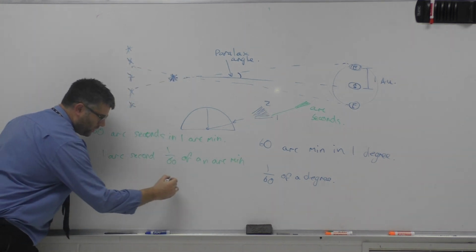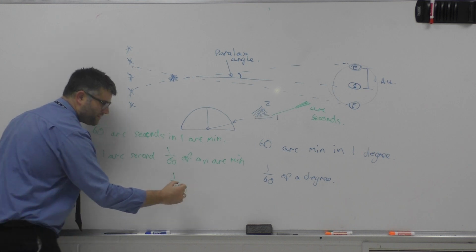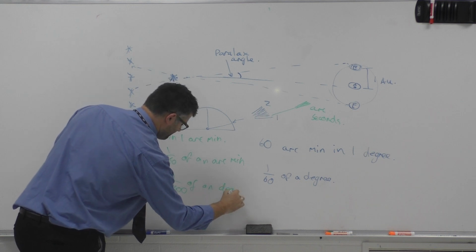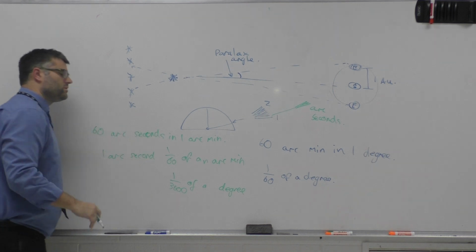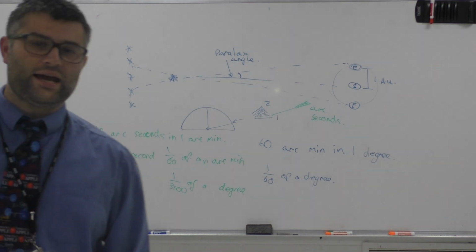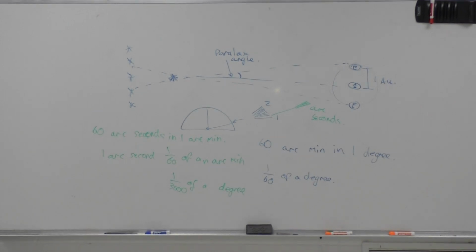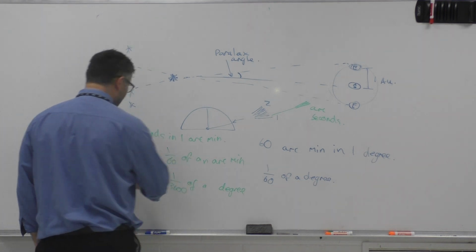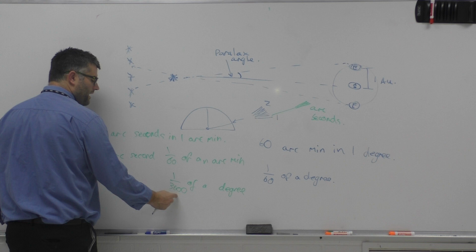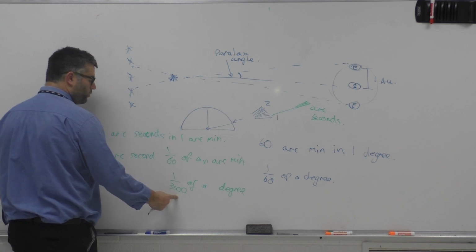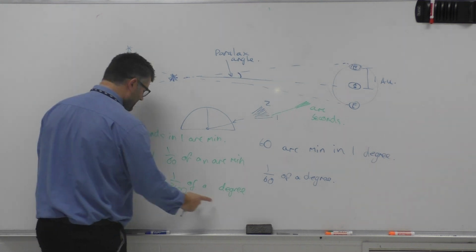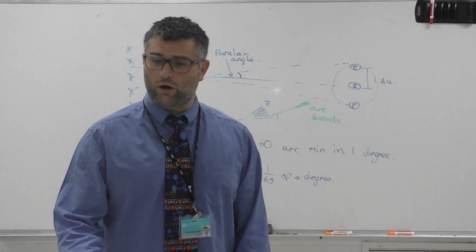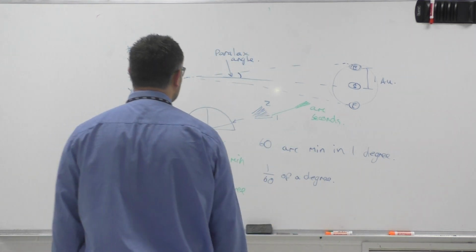And 1/3600th of a degree. So an arc second is 1/3600th of a degree. So now we have a really, really small angle that we can use. And so we do. We use really, really small angles.